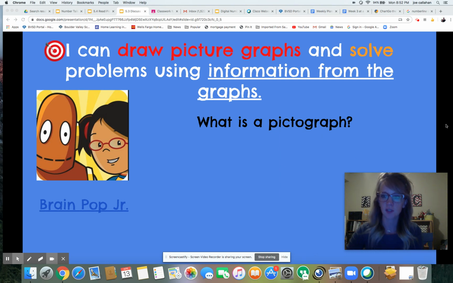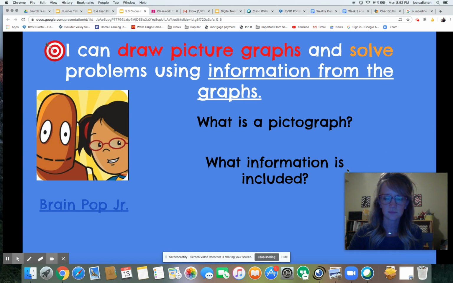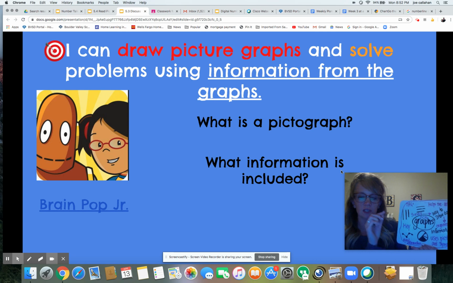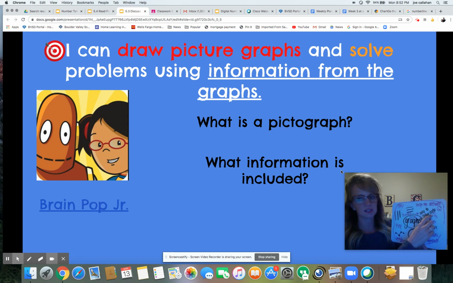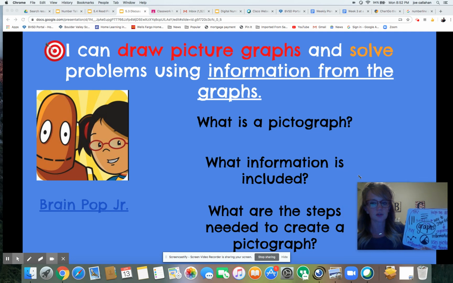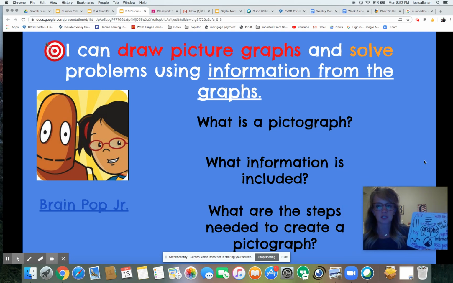We talked about it's a way of organizing our information. What information do you want to make sure to include in your pictograph? So that was some of the new learning I had for myself. You want to make sure there's a title. You want to make sure there's a key so you know what each picture means, right? And then you want to make sure that data matches the survey information that you collected. All right, now let's go through the steps that you need to create a pictograph.